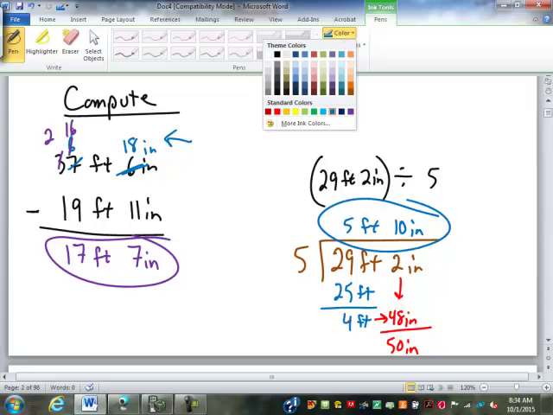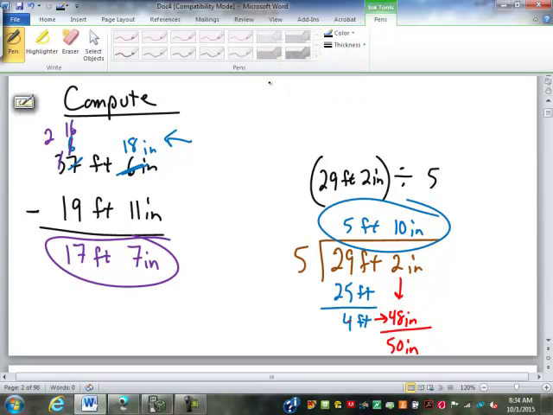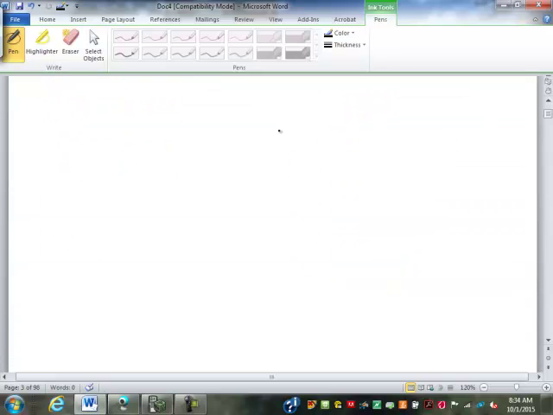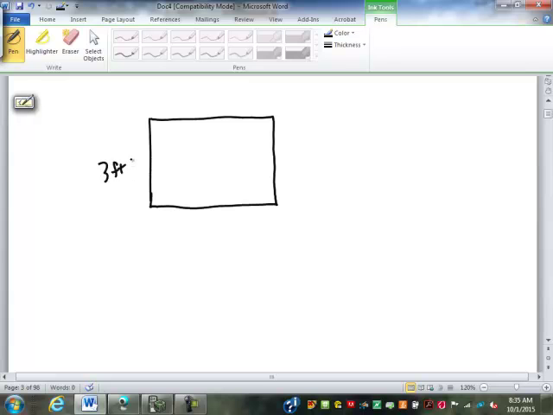Okay. So, we also talked briefly yesterday. We did an example, actually, about finding an area. And this isn't the exact example, but let's just do it like this. We're going to call this 3 feet, 6 inches. And let's do this one as 5 feet, 9 inches.